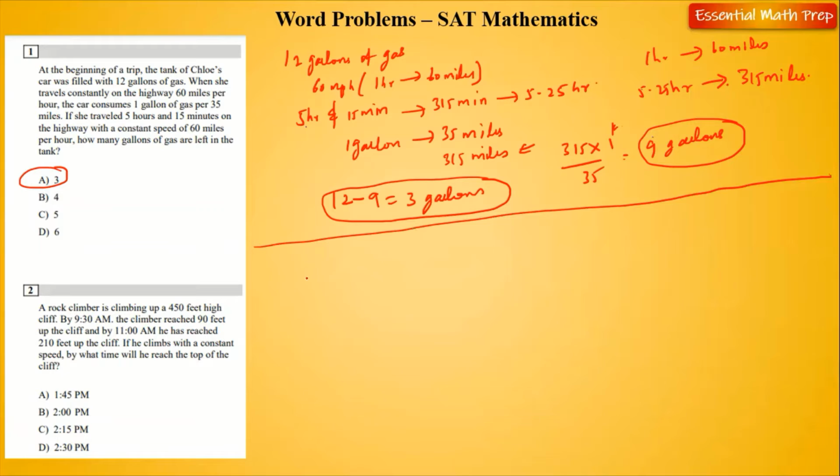Okay, a rock climber is climbing up a cliff that is 450 feet tall. So the height is 450 feet. At 9:30 a.m., he's at 90 feet, and at 11 a.m., he's at 210 feet. He's traveling at a constant rate from 0 all the way to 450 feet. You are asked, what time would he finish his journey?